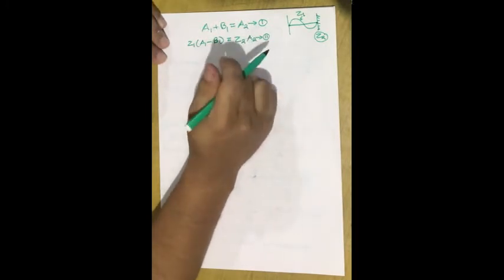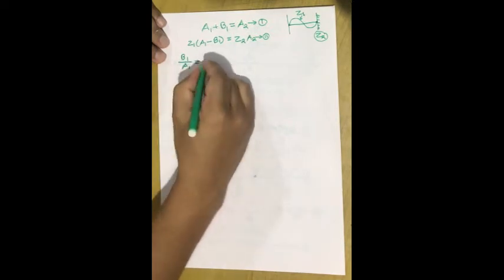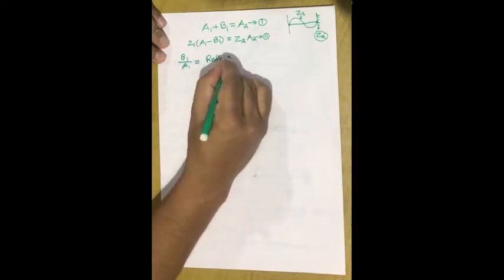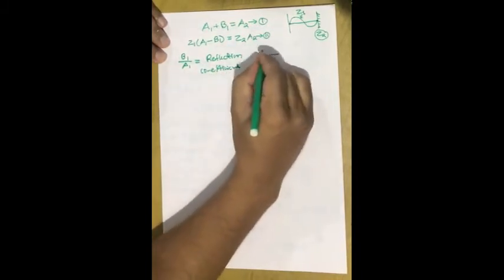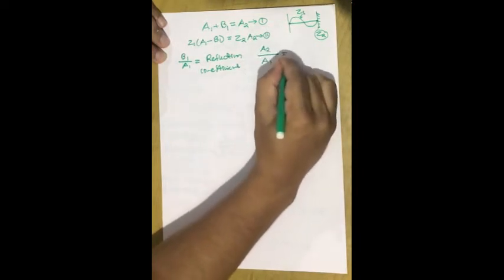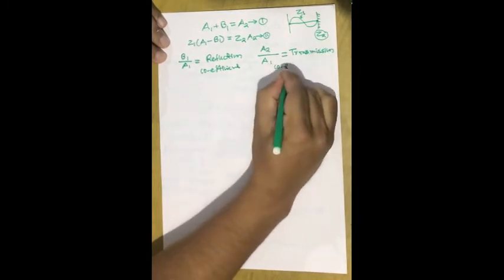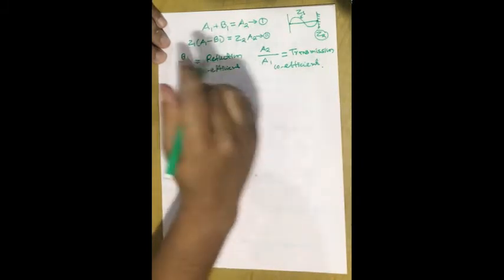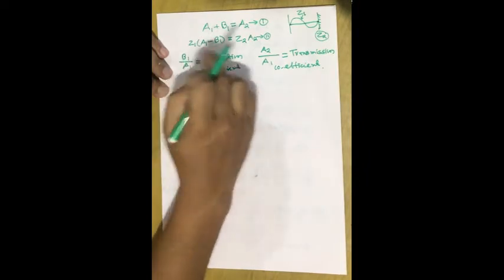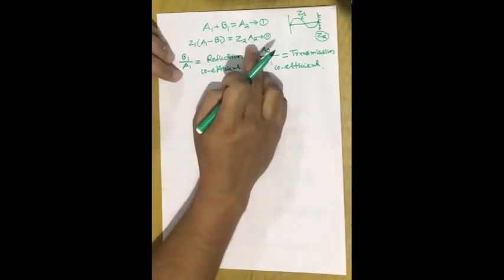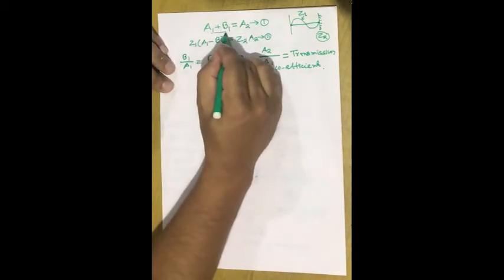Now what we are going to determine is the value of B1 over A1, which gives us the reflection coefficient, and then A2 over A1, which will basically give us the transmission coefficient. Now from 1 and 2 we can easily determine the value of B1 by A1. For that, we need to just replace A2 with A1 plus B1 in this expression.